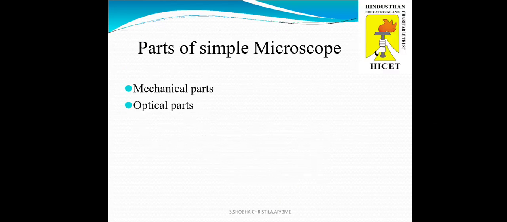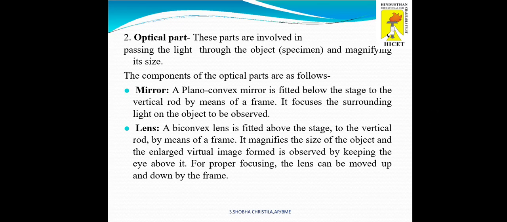Parts of simple microscope: mechanical parts, optical parts. Optical parts. These parts are involved in passing the light through the object and magnifying its size. The components of the optical parts are as follows. Mirror. A plano-convex mirror is fitted below the stage to the vertical rod by means of a frame. It focuses the surrounding light on the objects to be observed.